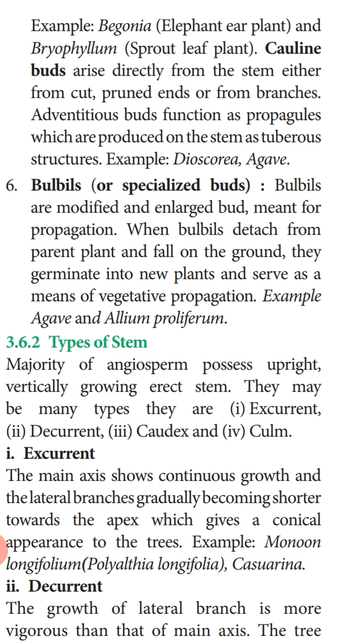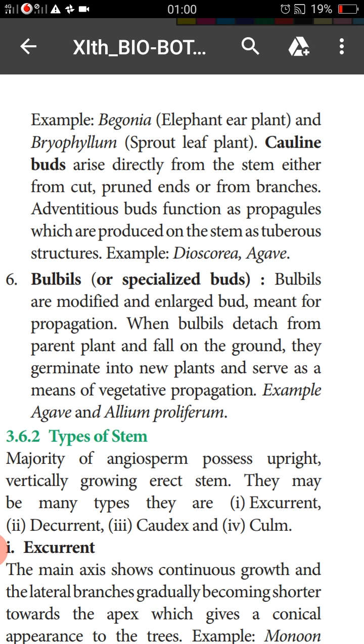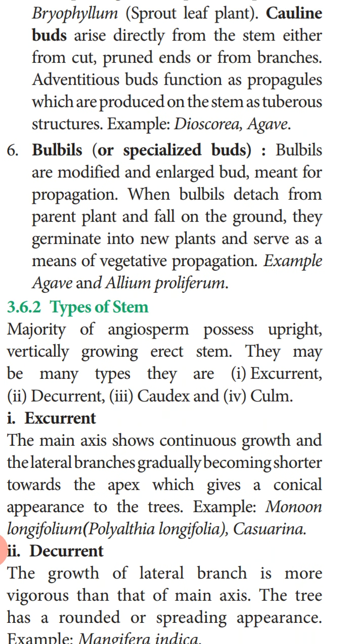Next is the cauline buds. Some buds arise directly on the stem, either from the cut, pruned ends or from branches, that is, from any cut ends or any ends which have been scratched, or from any branches. Then they are called cauline buds. Here adventitious buds function as propagules which are produced on the stem. These adventitious buds are mainly meant for propagation, that is, the development of a young plant.